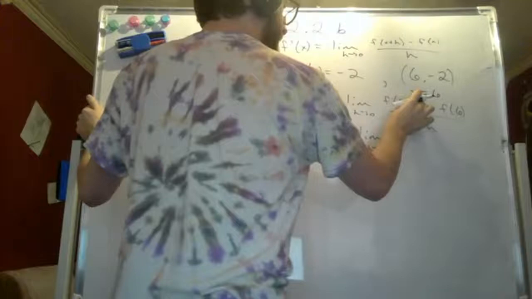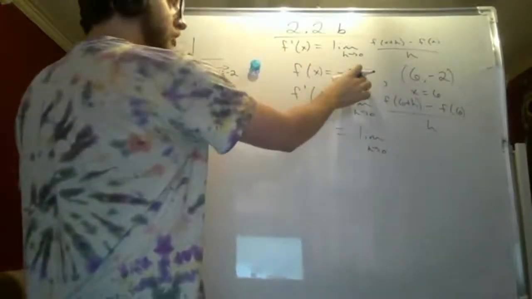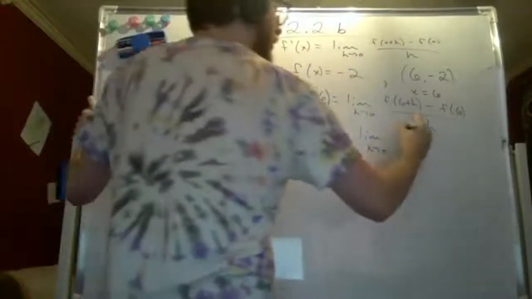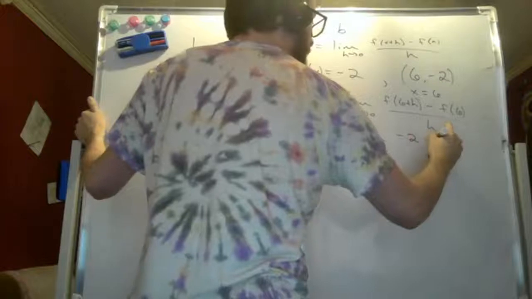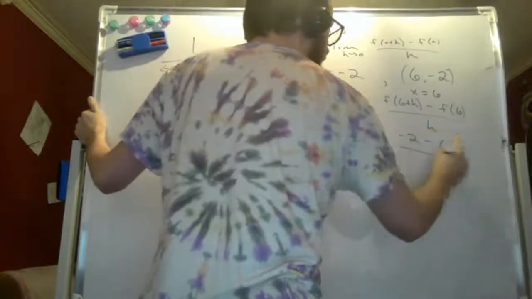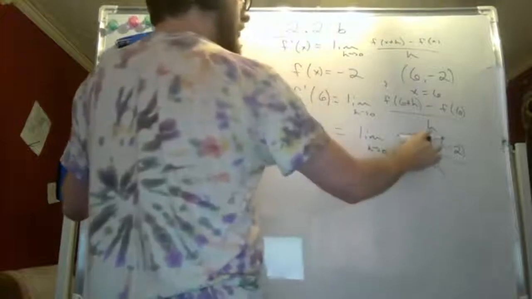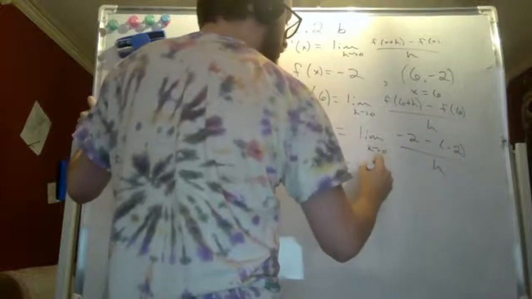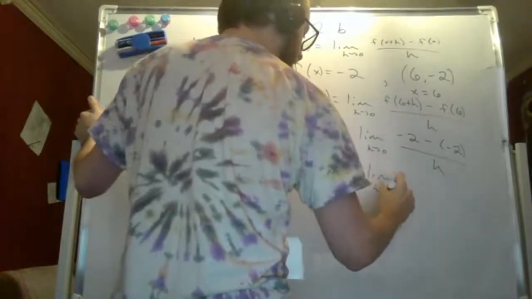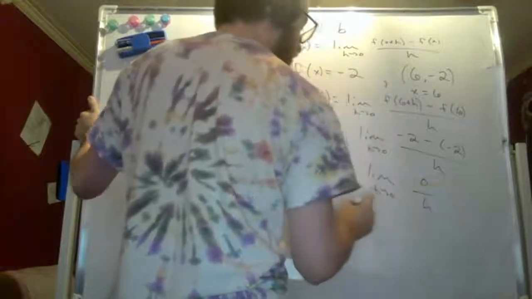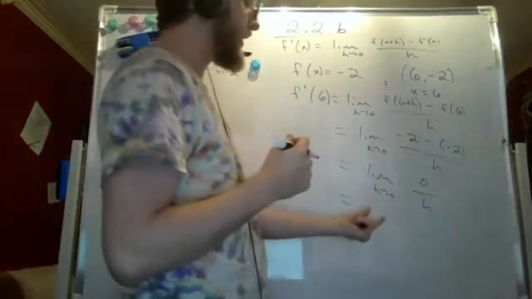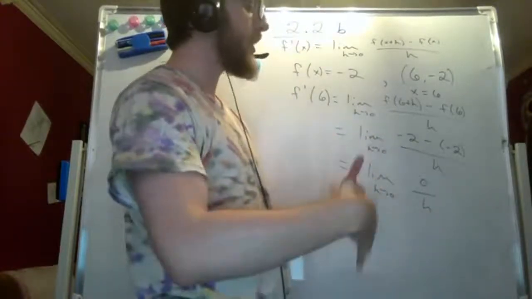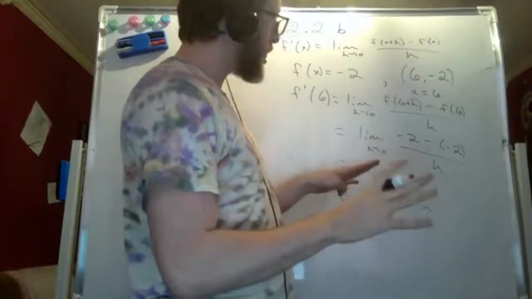Now f of 6 plus h. If I plug 6 plus h into this equation, well, I just get -2. There's nothing I can plug in here. So I just have negative 2 minus another negative 2, divided by h. Well, negative negative is a double negative, so this is positive. Negative 2 plus 2, I'm really just looking at the limit as h goes to 0 of 0 over h. But now don't panic yet, because you may be thinking, well, if I plug in 0 for h, I have 0 divided by 0. That's bad. Don't worry about that.